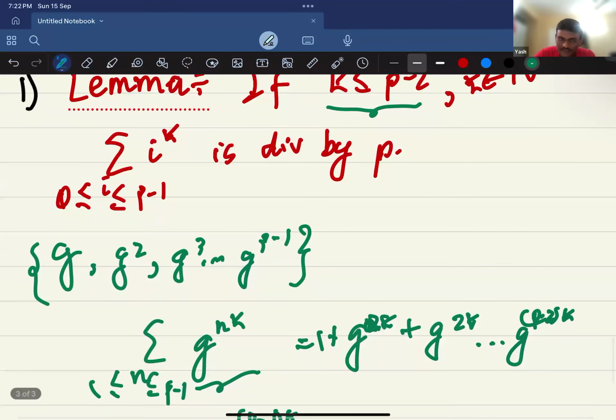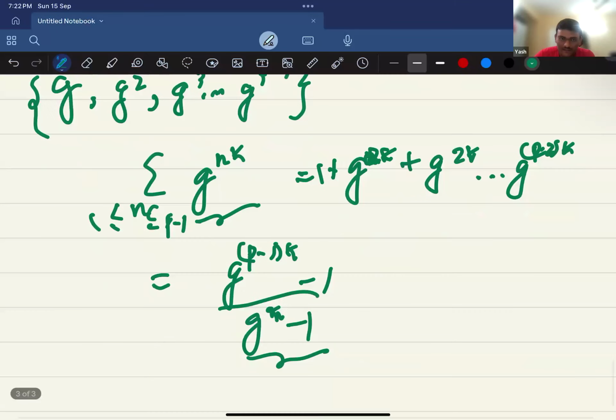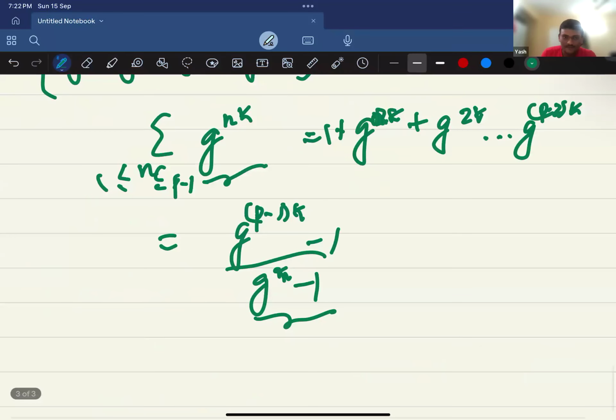So yeah, do you guys see why this condition is important? Because this makes the denominator non-zero. Because the definition of the primitive root is that the smallest k for which g to the k is equal to 1 mod p is p minus 1, right? So if I take k less than or equal to p minus 2, the denominator is non-zero.